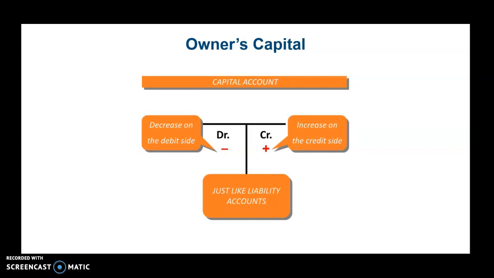Capital is just like liability. Again, it's on the right side of your accounting equation, so it's going to increase on the right side and decrease on the left side. Just like that, the owner's equity and liability accounts are exactly the same. So your capital accounts and your liabilities, like accounts payable.